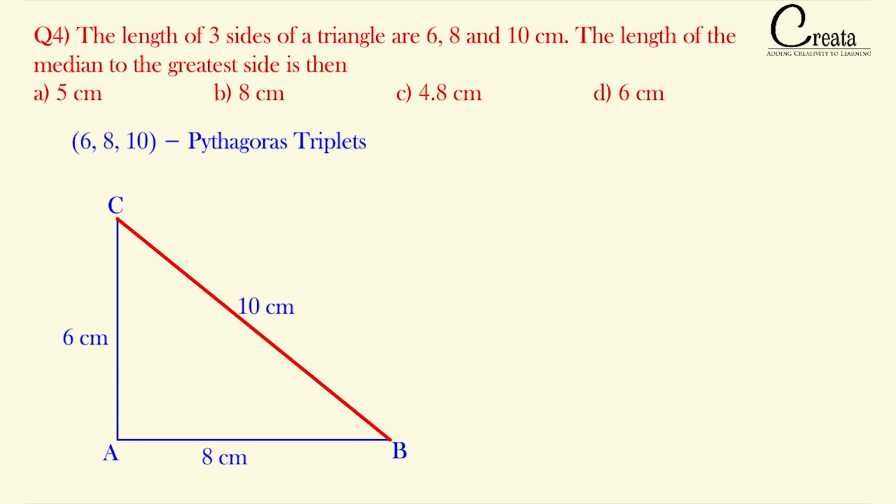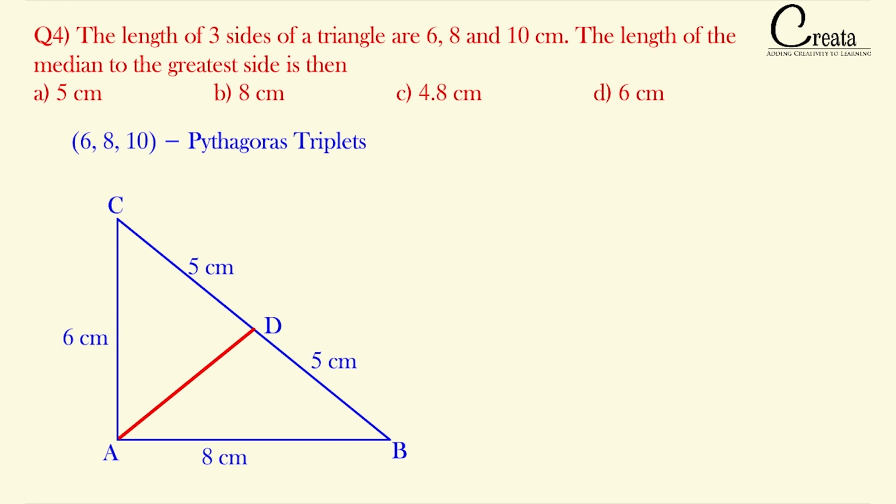And we know a median is a line segment that starts from the vertex and joins the midpoint of the opposite side. So for this hypotenuse, AD will be the median. If AD is the median, it means D is the midpoint. That is, the point D divides the hypotenuse into two equal parts, 5 centimeter each. In this question, we have to find the length of this median.